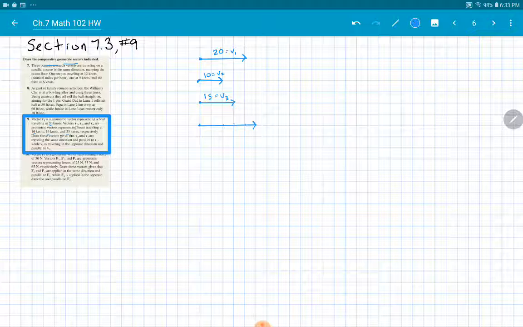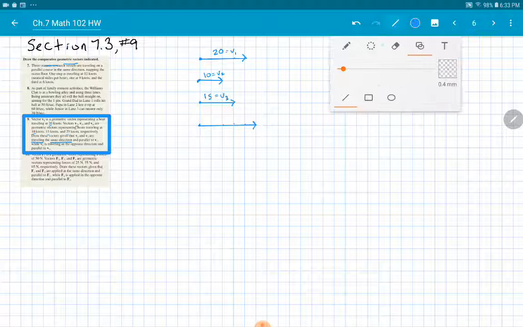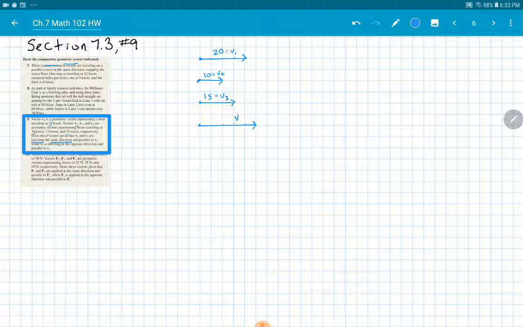So I was able to do this all facing the same direction because I'm given that they are traveling in the same direction and parallel to V1. So V1 gives us a point of reference, and then V2, V3, and V4 are all going the same direction, and so they're pointing the same direction, and the length of them is determined in relationship to V1.